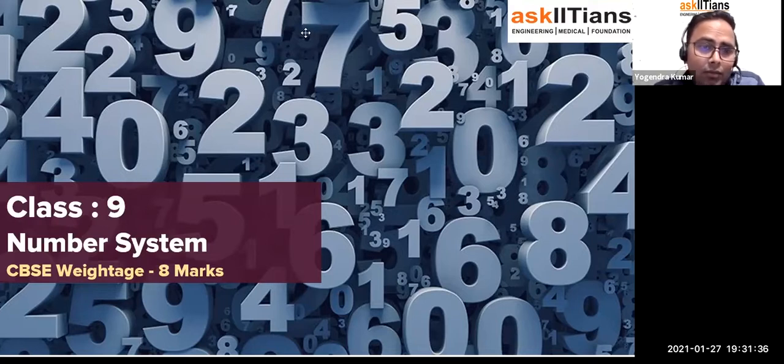And weightage is there, but apart from that, it is just like starting the maths. We need to use all these numbers which we are going to study in the upcoming chapters. We will be using all these numbers, so that's why it is a very important chapter.